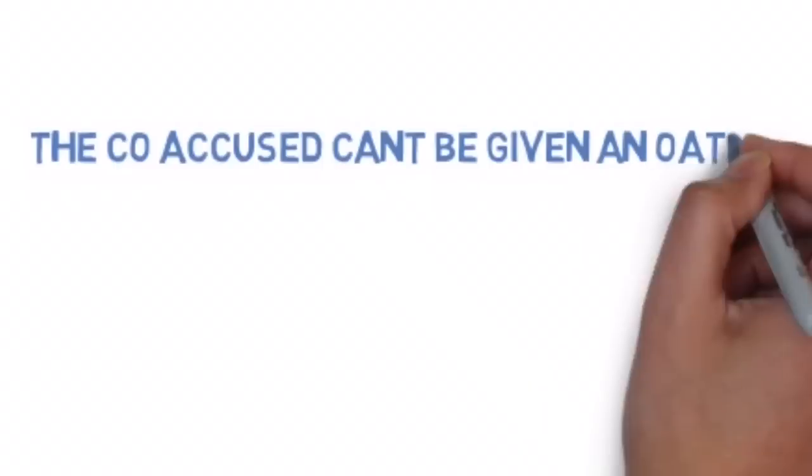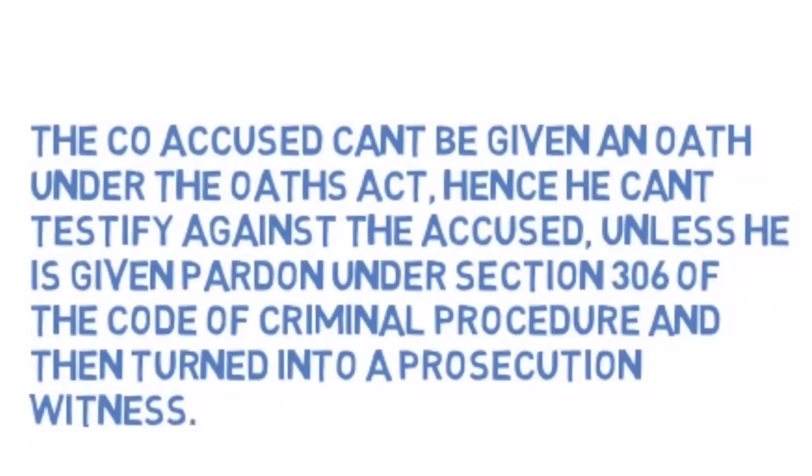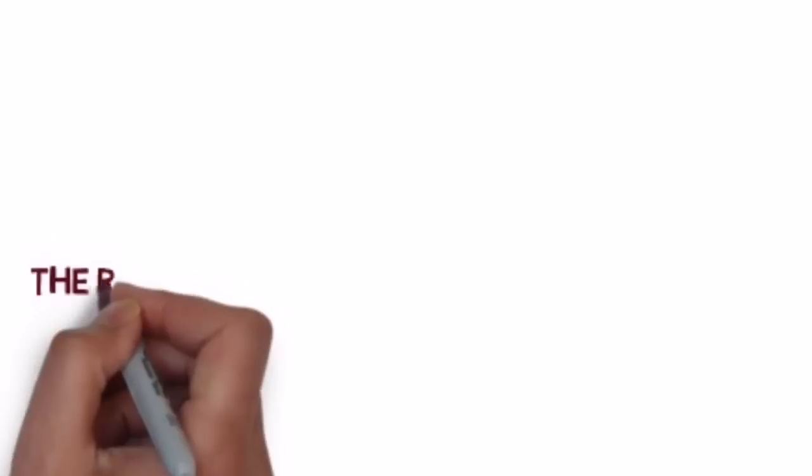Secondly, it is also important to know that the co-accused cannot be given an oath under the Oaths Act. Hence, if you want to make the co-accused a government witness, it is essential that you give the co-accused a pardon under Section 306 of the Code of Criminal Procedure and then turn him into the prosecution witness, because as long as he is a co-accused, he cannot give testimony. You want him to give testimony? Turn him into a government approver and give him pardon first.